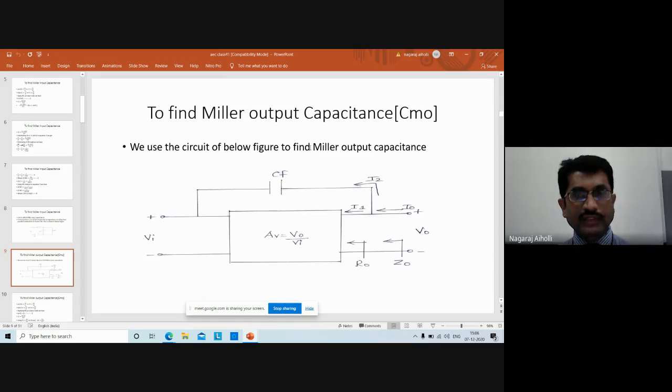Next, let us find the Miller's output capacitance CMo. To find Miller's output capacitance, this is the circuit. We are assuming the output current as I0. This is getting split into I1 and I2. The resistance here is R0, and here the impedance is Z0. Now this current I0 is equal to I1 plus I2. Again, apply KCL at the node here: I0 = I1 + I2.